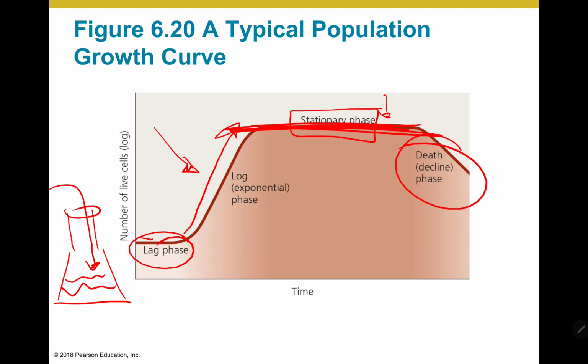Then you reach the death phase, where the nutrients are gone and the waste products have built up. Now you have a severe decline. Most of them, all of them, are dying because there are no nutrients and there's too much waste.